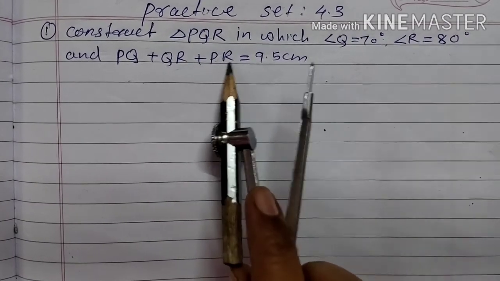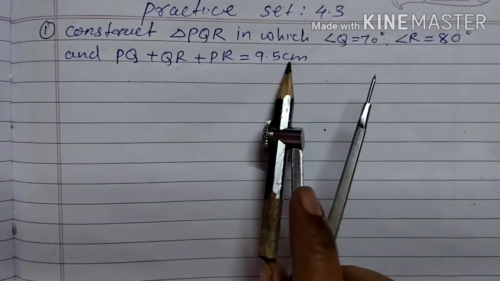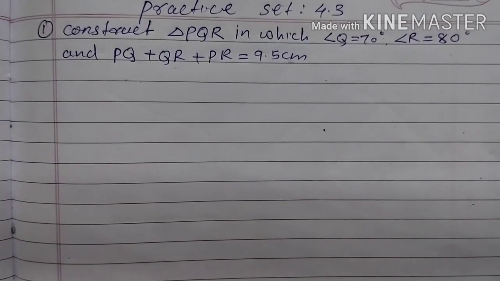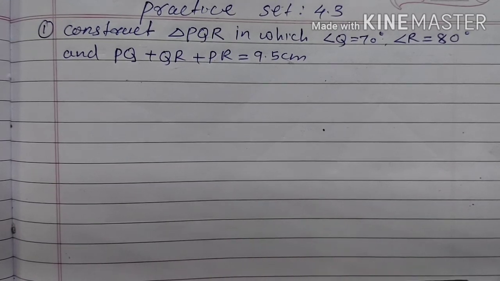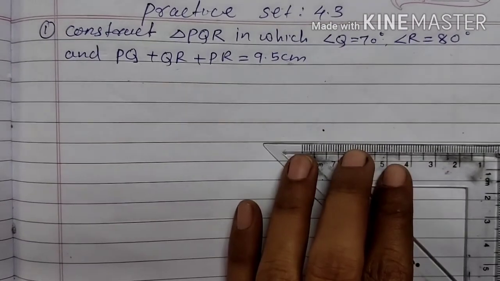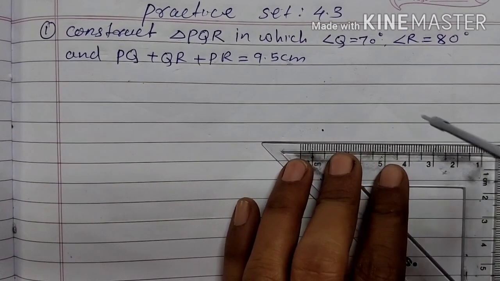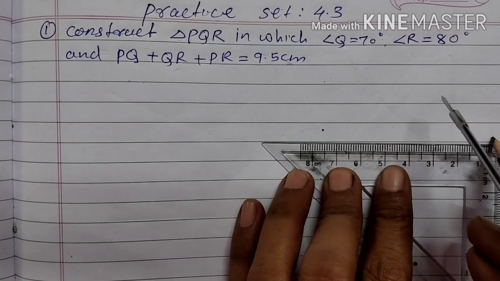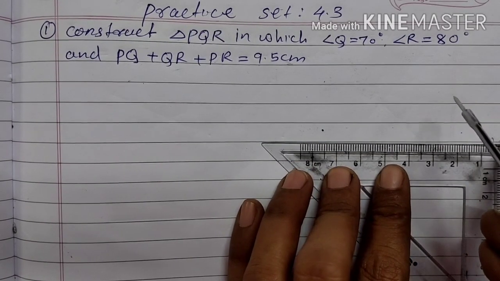Here we have to construct triangle PQR, in which angle Q is 70 degrees and angle R is 80 degrees, and PQ plus QR plus PR is 9.5 centimeters. That is, the perimeter is 9.5 centimeters. First of all, draw the rough figure, then the fair figure. Draw the rough figure of this triangle.